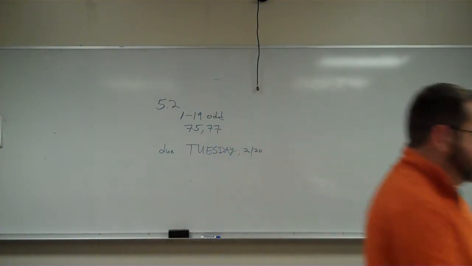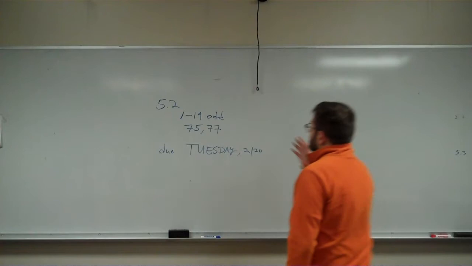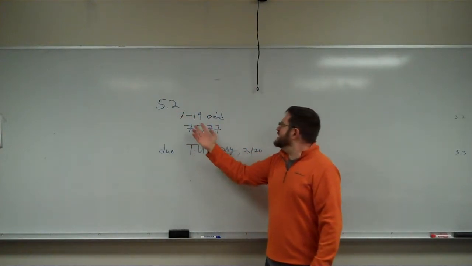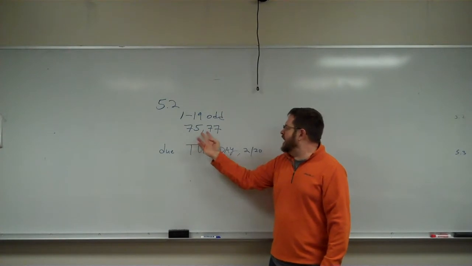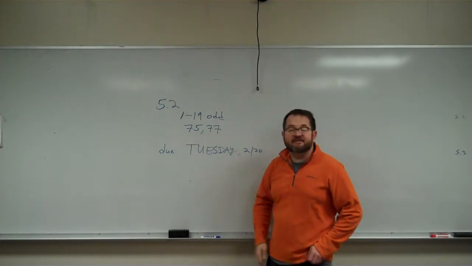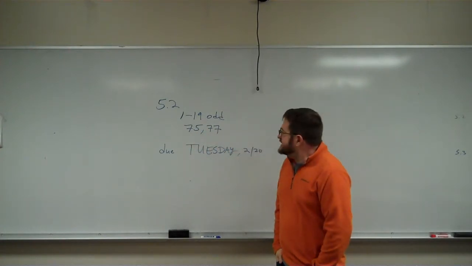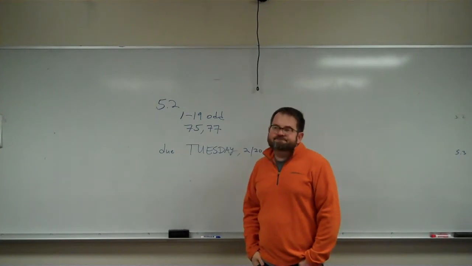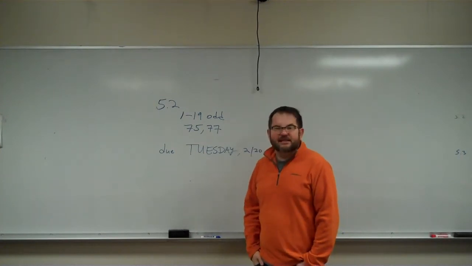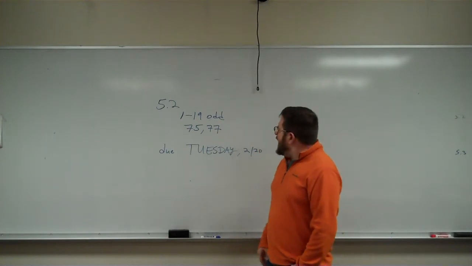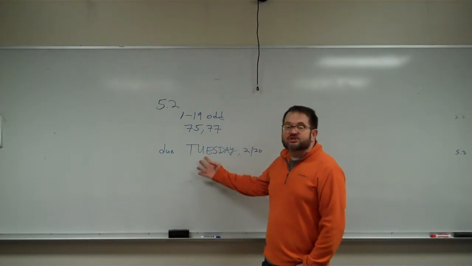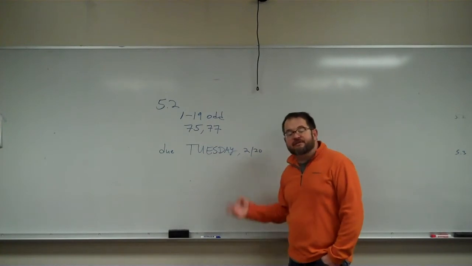Let me show you the assignment for this particular lecture. This is 5.2, and it's going to be numbers 1 through 19 odd, and then numbers 75 and 77 at the back of there. Each of these things is a little bit like a proof. It's proving that these equations are right. And it is due a week from today, so it's due on Tuesday, the 20th of February.